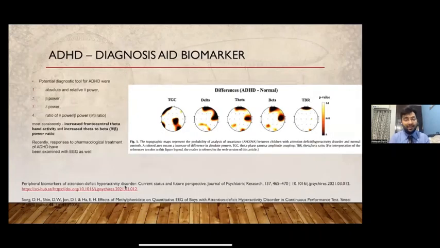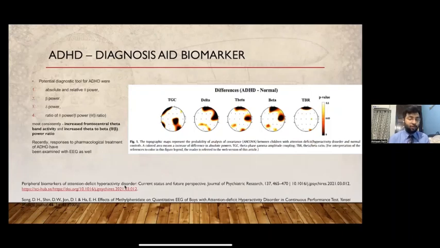Now coming to ADHD and EEG. So the first ever finding that was noted in patients of ADHD on EEG was that in patients of ADHD, there was an increased absolute theta wave power and a decrease in absolute beta wave power. We just discussed that in normal adults, theta waves are not seen in an awake state. But in ADHD patients, this absolute power of theta waves is increased.